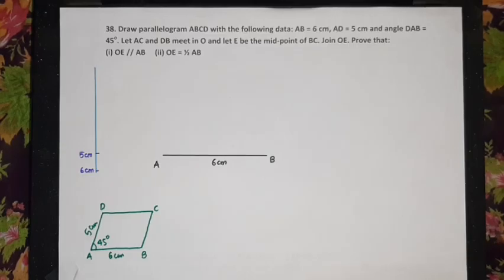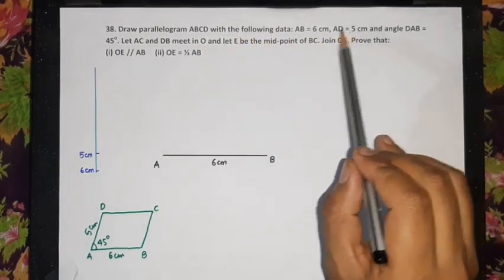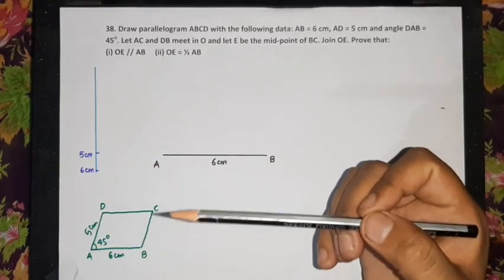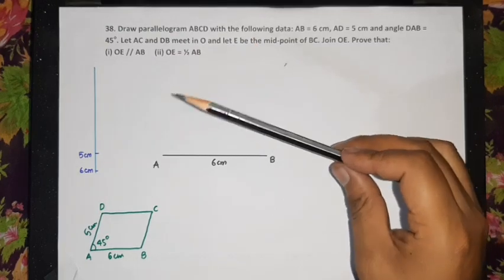Okay, dear students, let's have a look at our second question. Draw a parallelogram ABCD with the given data. That is this angle. This particular question is also similar to the earlier question. Okay, so let me quickly do the first part. The second part we'll have a look at in detail.